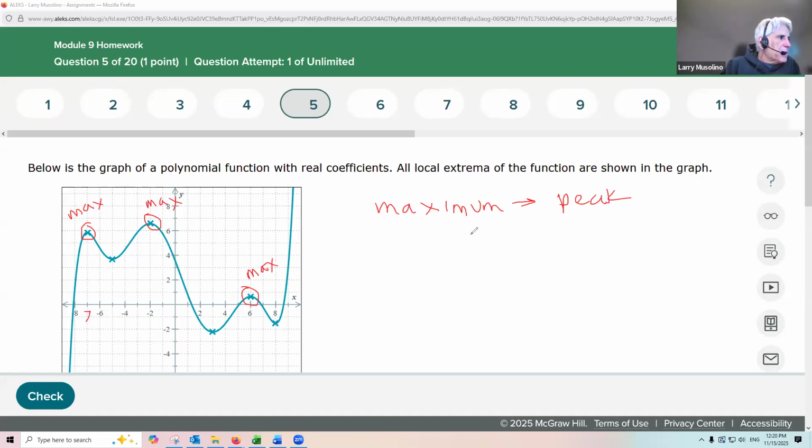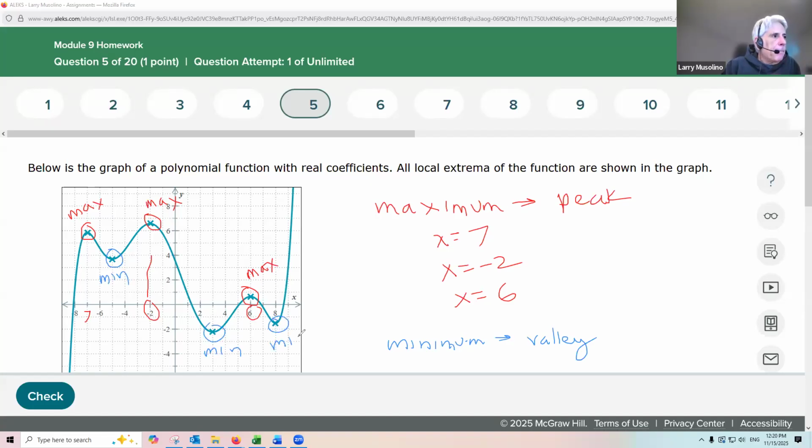It looks like x equals 7, x equal -2, and x equals 6. What if they had asked us about minimums? Well, a minimum would be where the graph reaches a valley, like the bottom of a roller coaster. So this point would be a min. Here's another min, and here's another min. All right. Let's scroll down to the next question.